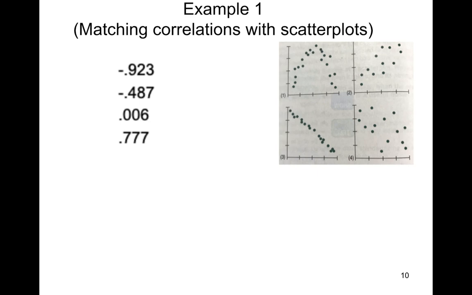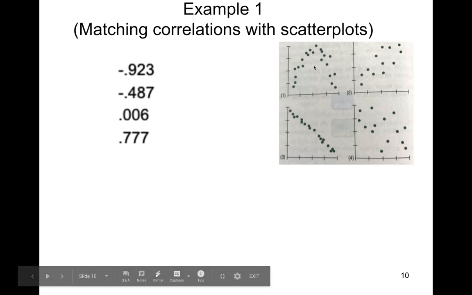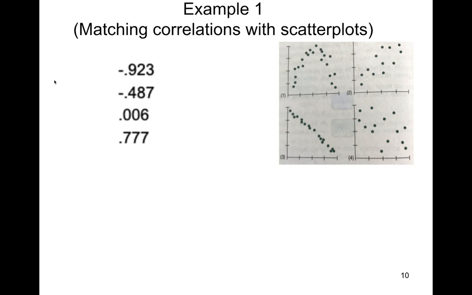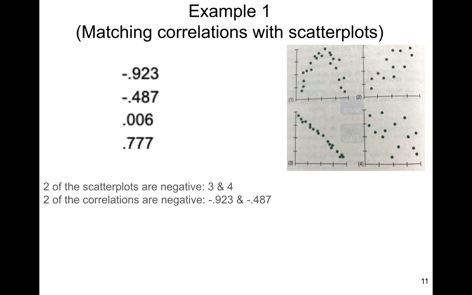One of the things that you'll have to do on your Math Excel assignment is be able to match a scatter plot with a correlation. So here we have 4 correlations and we have 4 scatter plots. When I am looking here, the first thing I notice is that 2 of the scatter plots are negative, so number 3 and number 4. And I notice that 2 of the correlations are negative, this one up here and this one over here. So that means they have to match with each other.